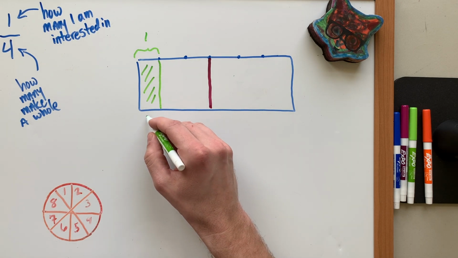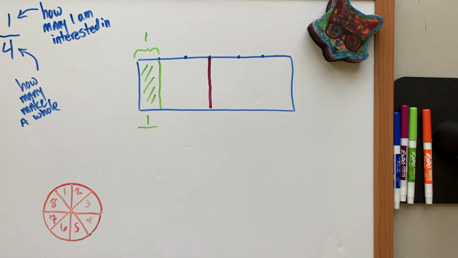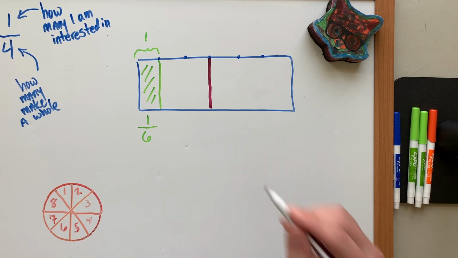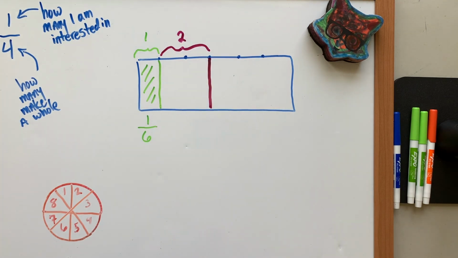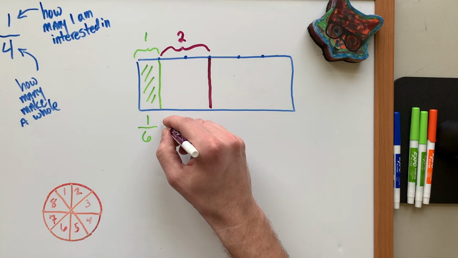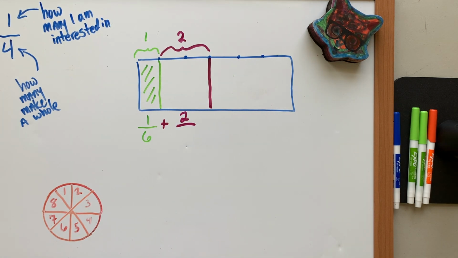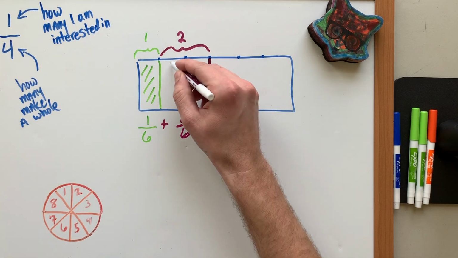On day one, you mow one section, that's what we're interested in, and how many pieces of the yard make up the whole yard? 6. All right? On day two, you come in and you mow 2 more sections right here. So on day 2, you have mowed 2 sections and the yard is broken up into 6 pieces. You've mowed 2 of them.